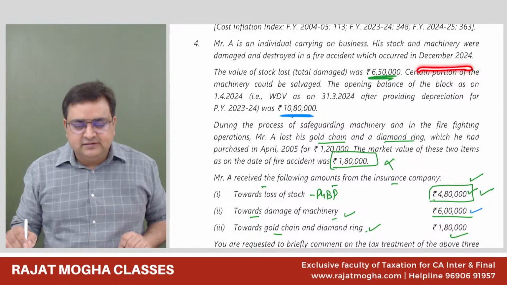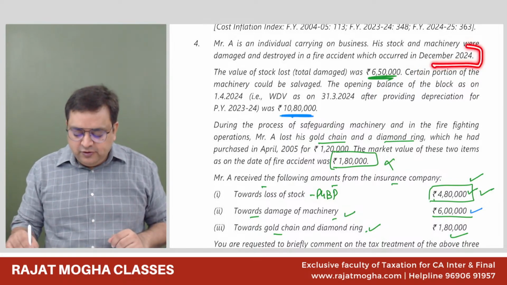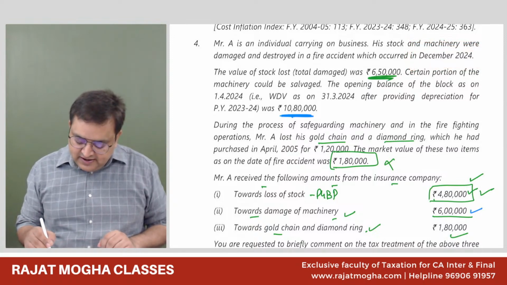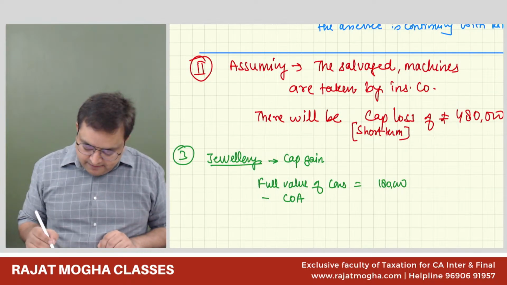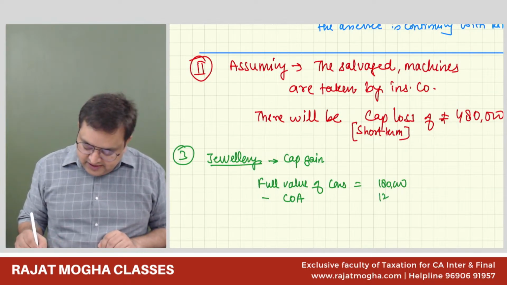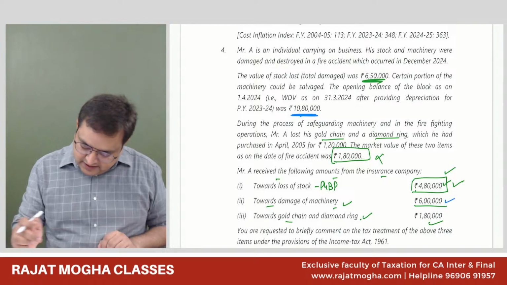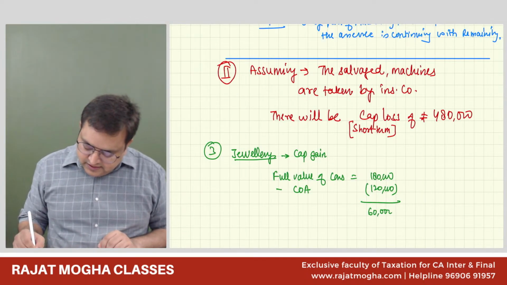And since it is post-budget, after July 2024, there would be no indexation here. So in this case, he purchased in 2005, but there would be no indexation. 1,80,000 minus cost of acquisition 1,20,000, so 60,000 would be your long-term capital gain.